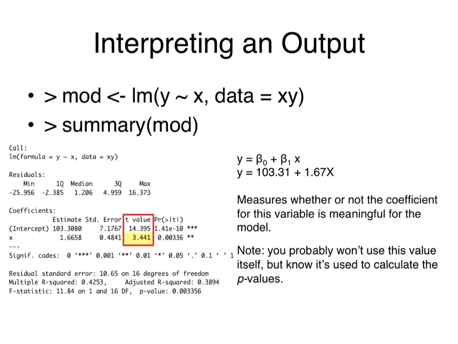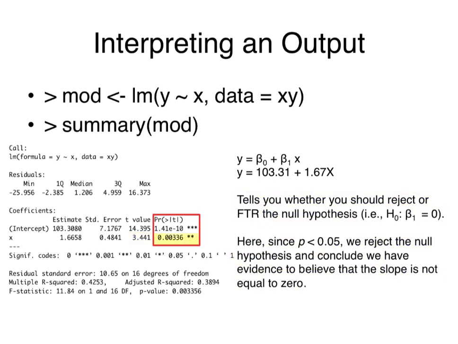The t-value shown to the right of the standard error measures whether or not the coefficient for this variable is meaningful for the model. Researchers usually don't interpret this value by itself, and so you probably won't use this value, but it's used to calculate the p-value associated with the slope. This p-value tells you whether or not you should reject or fail to reject the null hypothesis, that the slope equals 0. In this example, we can see that the p-value associated with the slope is 0.003. Since this is less than the significance level of 0.05, we reject the null hypothesis that the slope equals 0 and conclude that we have evidence to believe that the slope is not equal to 0.